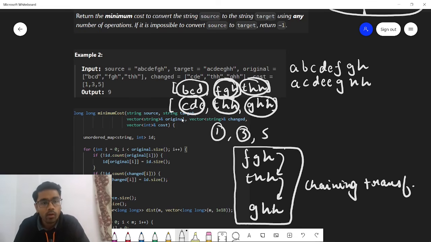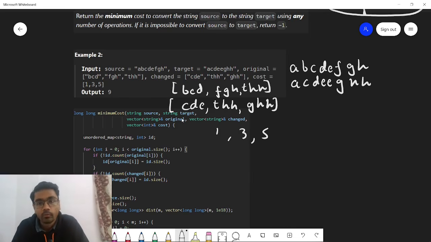Now let us see how we are getting this output 9, with the help of the explanation, or a dry run on this particular example test case. We can see that A and A are matching, so we don't do any operation. We are just doing a simple dry run, and we will understand the logic as well.